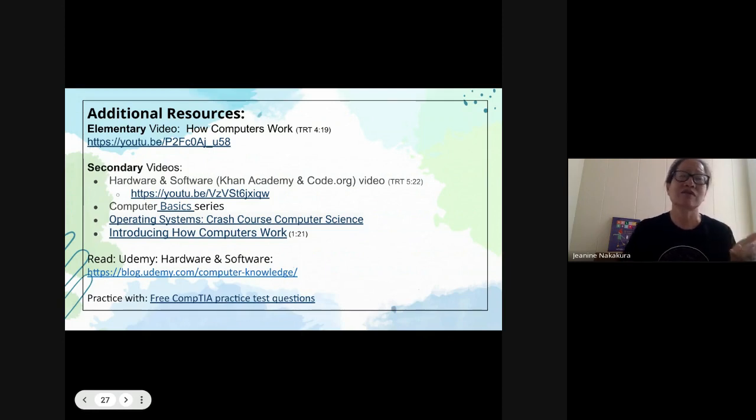So each of these learning events, we will focus on a particular grade band, but we will try to have resources available for all ages and grade levels.